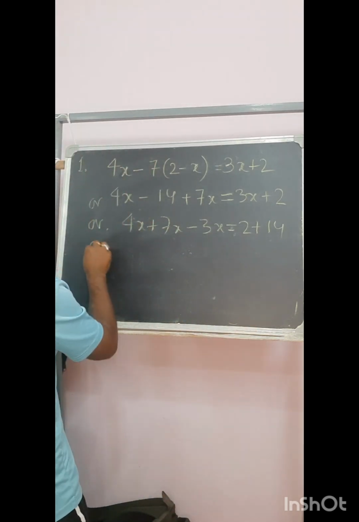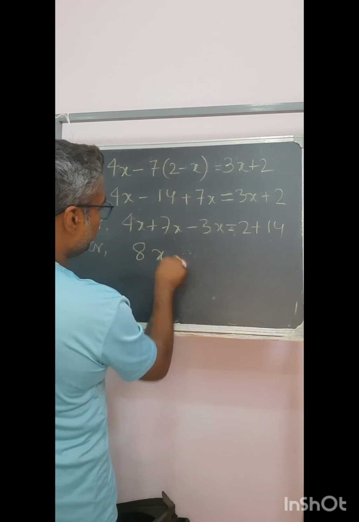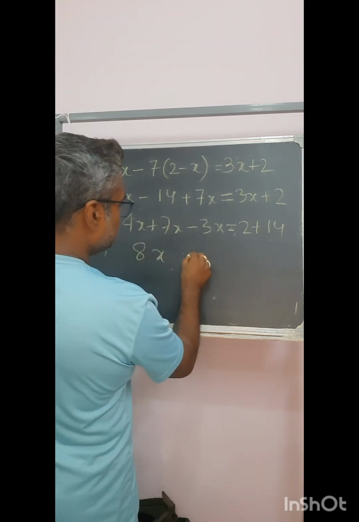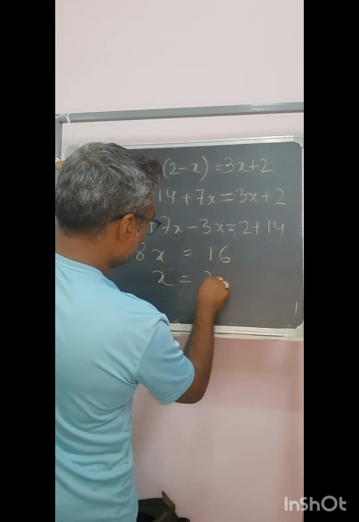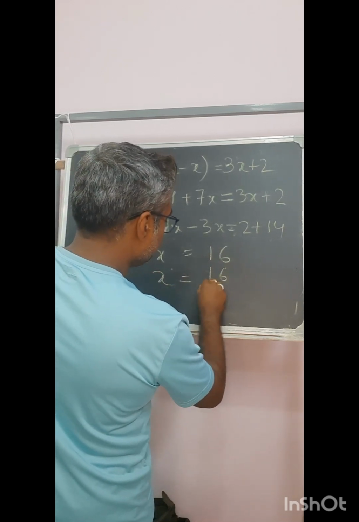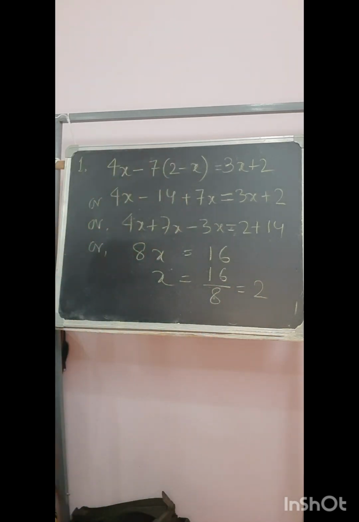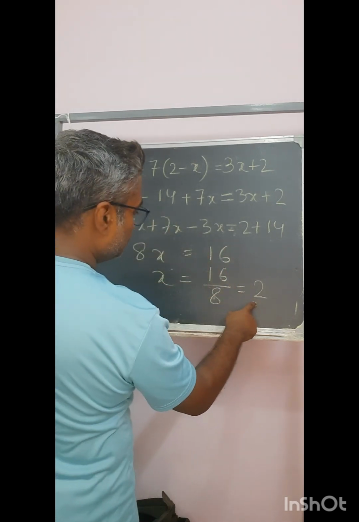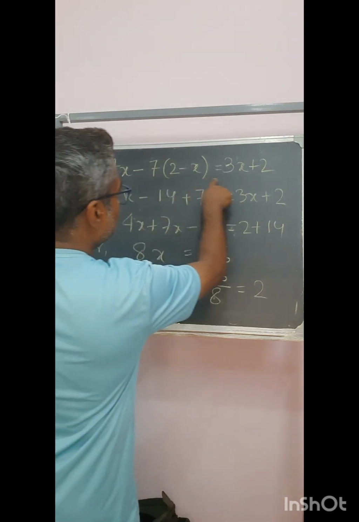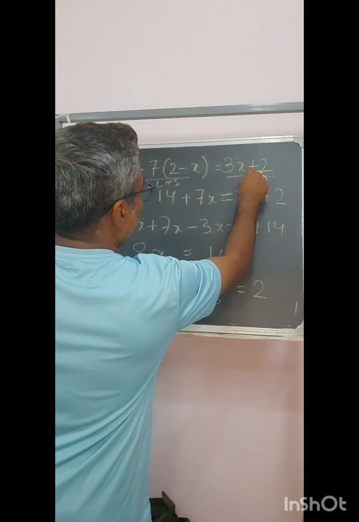Okay, so what is the outcome of it? It will be 8x, I suppose, equal to 16. Now x is equal to 16 divided by 8, and I know the result is 2. So here x is 2. So for x equal to 2, the expression on the left hand side is equal to the right hand side.